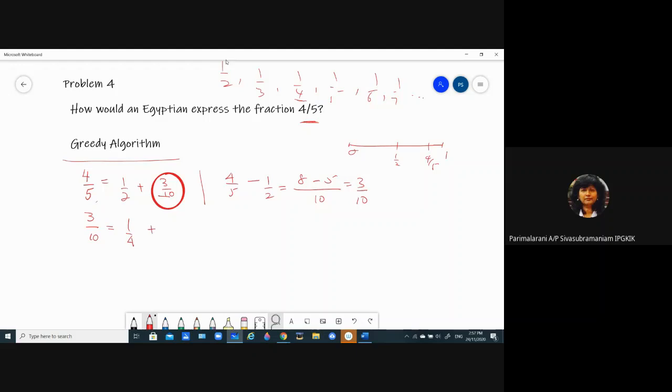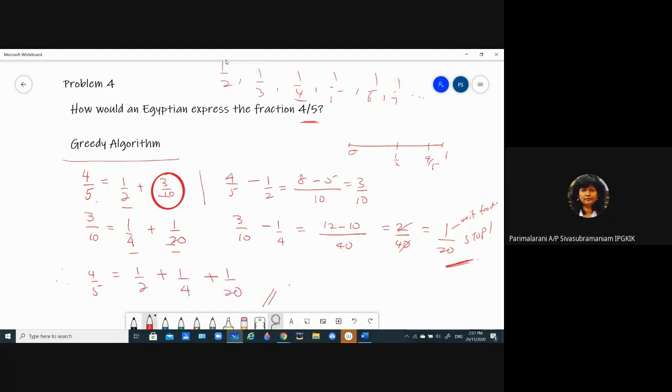1 over 4 plus another fraction here. Let's try this. 3 over 10 minus 1 over 4 is equal to, over 40, 12 minus 10 is 2 over 40. 2 over 40, we simplify, it becomes 1 over 20. When you see a unit fraction here, then we straight away stop. We don't have to continue anymore. So therefore, 4 over 5 is equal to 1 over 2 plus 1 over 4 plus 1 over 20.